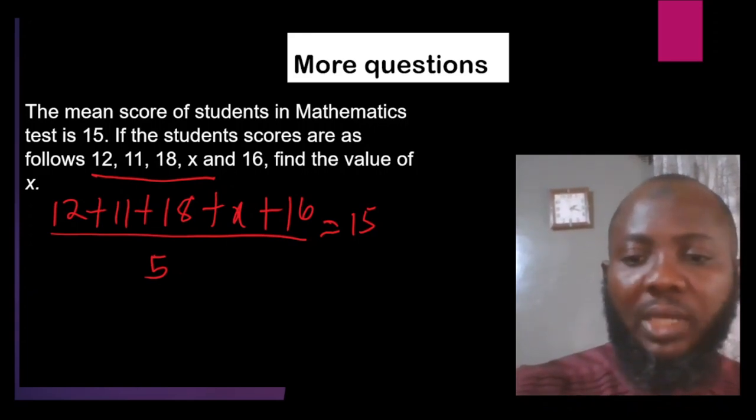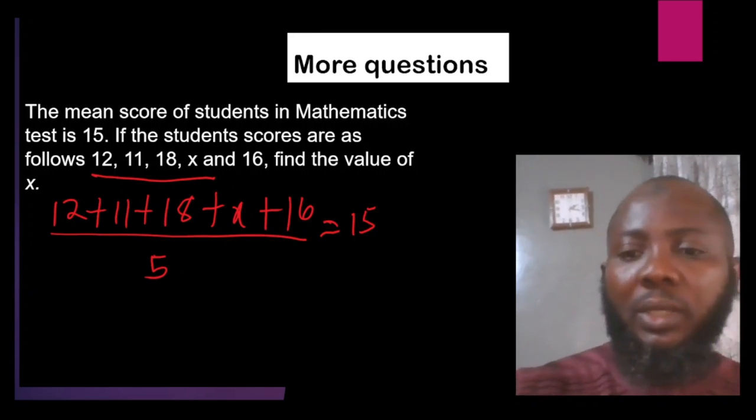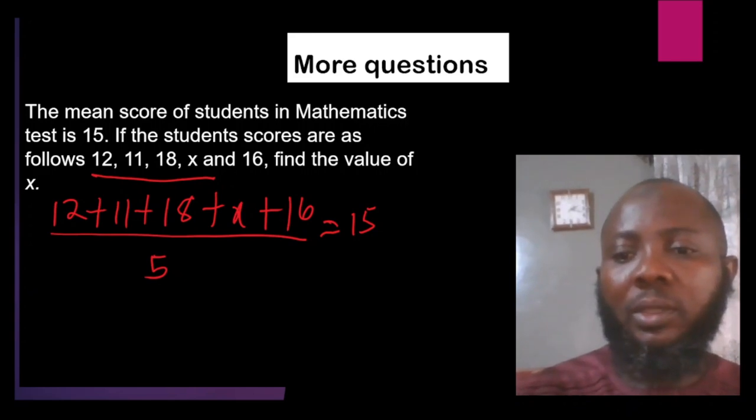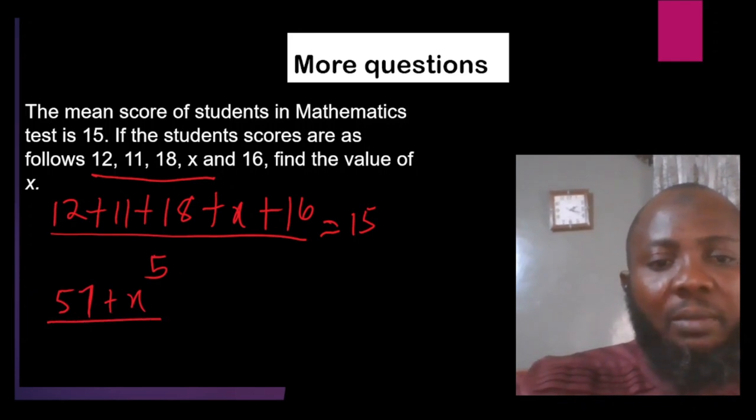So what are we going to do? Let's add all these ones together and see what we're going to have. That is 12 plus 11 plus 18 plus 16. So that's 57 plus x. So that's going to give us 57 plus x divided by 5 equals 15.